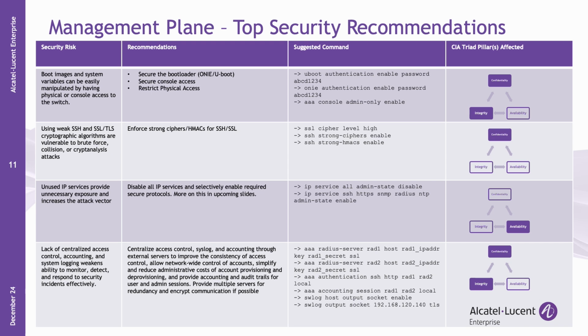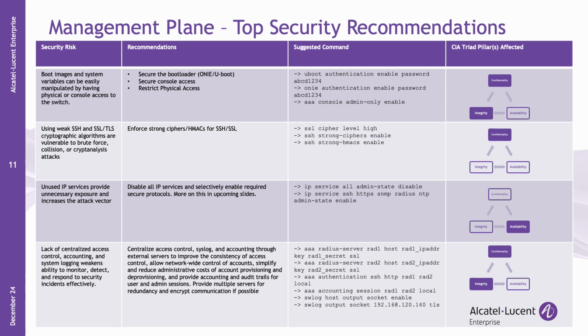The second security risk is using weak SSH and SSL or TLS cryptographic algorithms. These are vulnerable to brute force, collision, or cryptanalysis attacks. To mitigate this, you should enable the enforcement of strong SSH ciphers and HMAC configuration. HMAC stands for hash-based message authentication codes. This is used for integrity, and for high security, use a high security level for SSL ciphers. This enforces SSH to use strong ciphers and SSL to include strong ciphers such as AES256 with SHA-2.